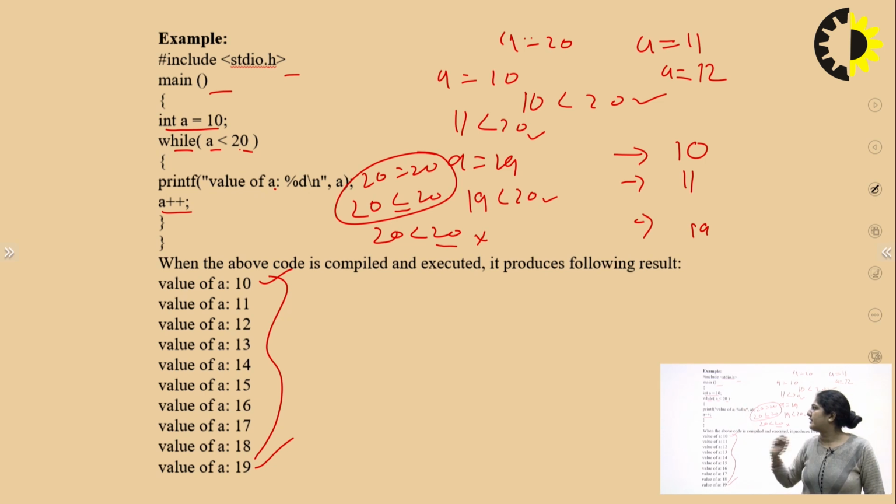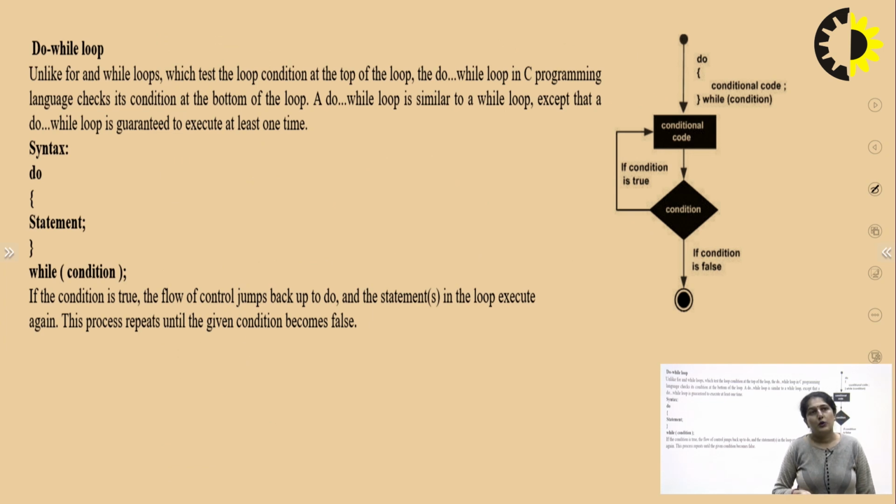It will check the condition, then only it will come inside the loop. Now we will see what is the do while loop. In do while, it will first execute the statements and then it will check the condition. In a while loop, it will first check the condition and then execute the statement. But in do while, it will first execute and then check the condition. So at least one time our statement will be executed.